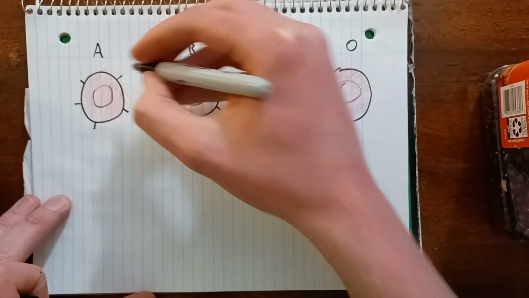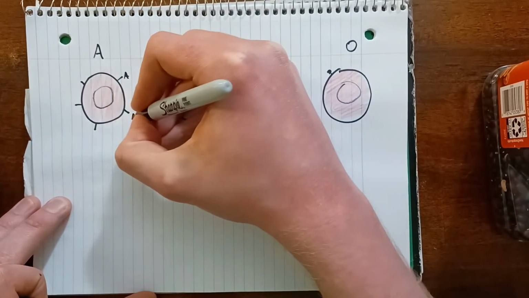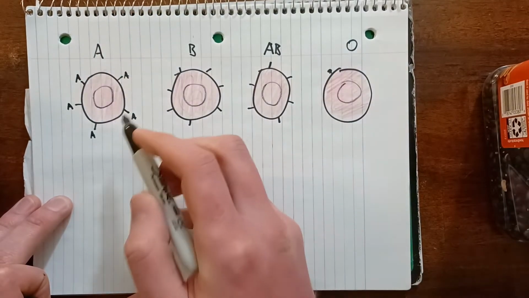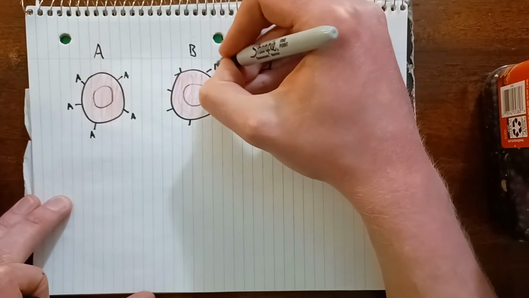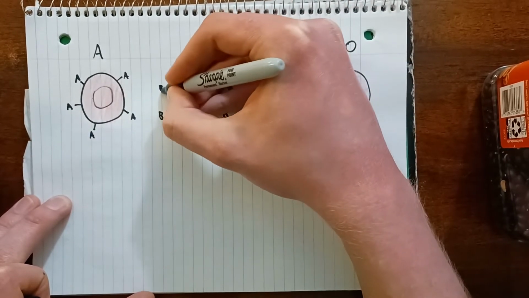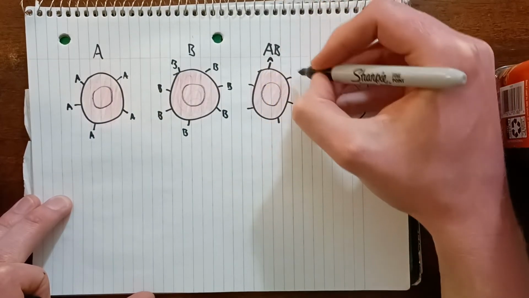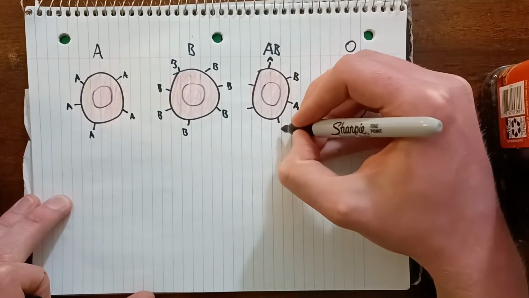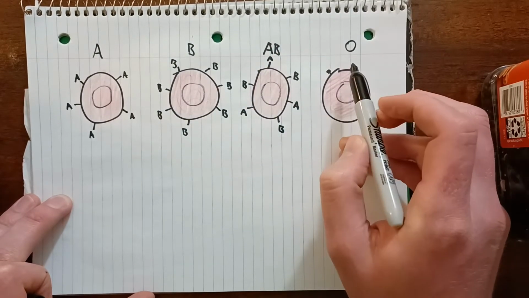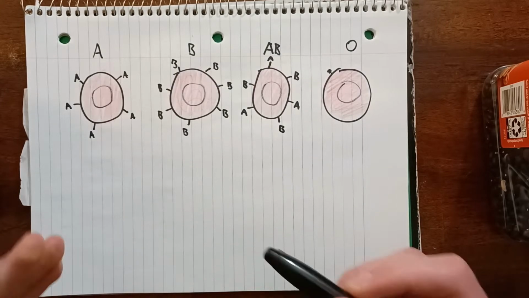So for our type A blood, I'm just going to draw this as kind of a cartoon. All our antigens here are our type A antigens. Our type B blood has, you guessed it, type B antigens. Type AB blood has both A and B antigens. And our type O blood has none of those antigens. So what does that mean?